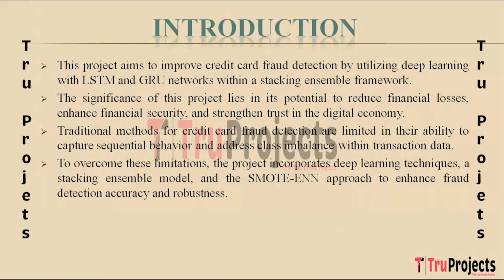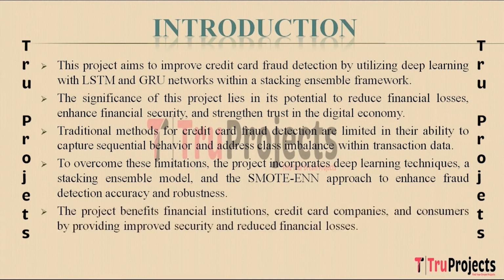So, to overcome these limitations, the project introduces cutting-edge deep learning techniques. It employs ensemble model strengths and uses the SMOTE-ENN approach to address class imbalance and enhance fraud detection's accuracy and robustness. The project's outcomes benefit various stakeholders, including financial institutions, credit card companies, and consumers. It leads to improved security, reducing the risk of financial losses for these entities.